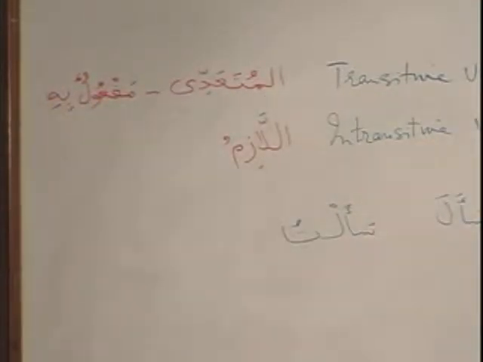Let's put the pronouns. Sa'altuhu. What is the meaning of sa'altuhu? I asked him. Are you with me? I asked him. And then make it sa'altuhuma. I asked two of them. Sa'altuhum. I asked them. Are you with me? I asked her. Sa'altuha. And two of them. Sa'altuhuma. I asked all the ladies. Sa'altuhunna.